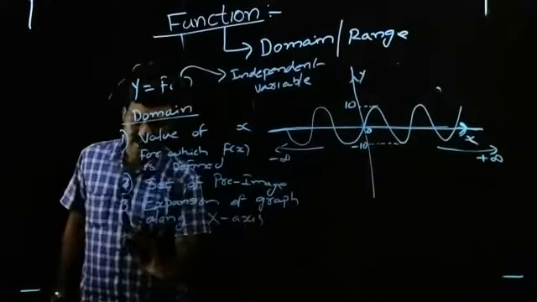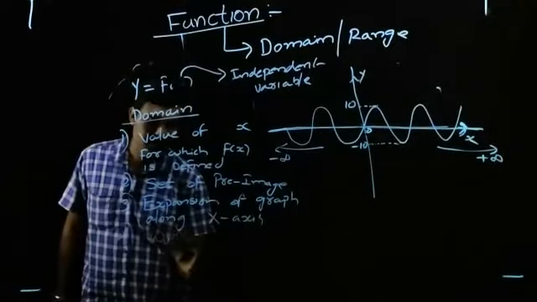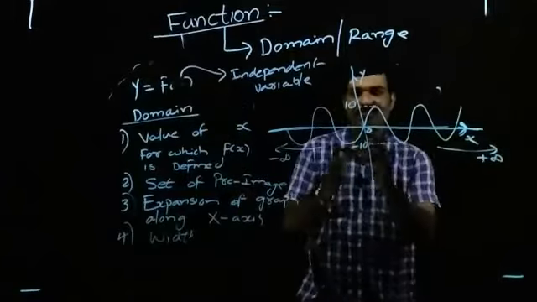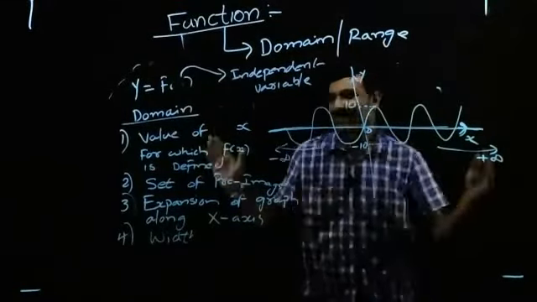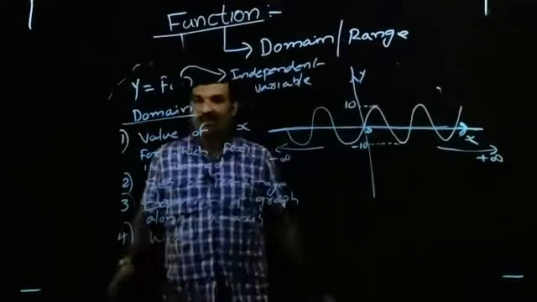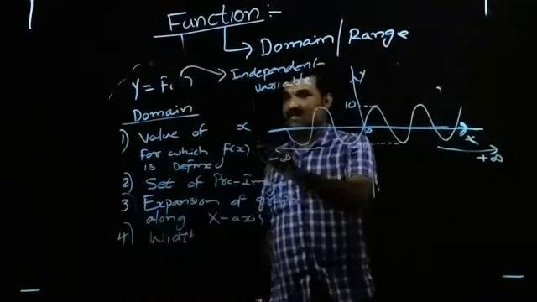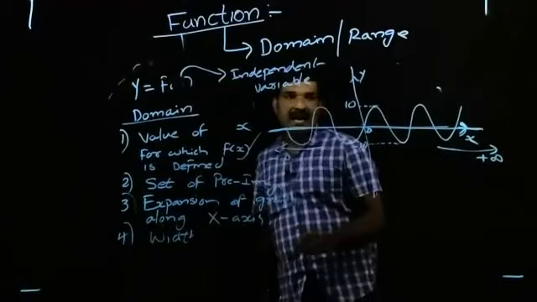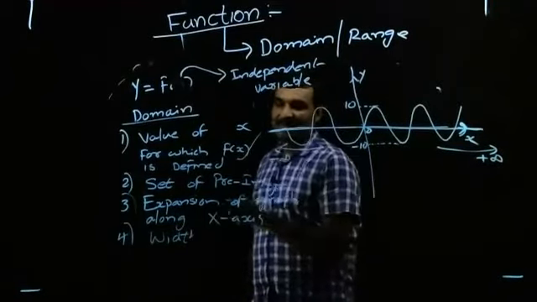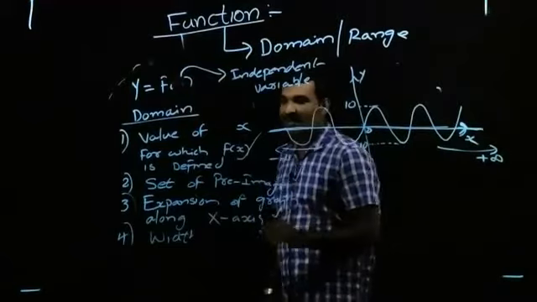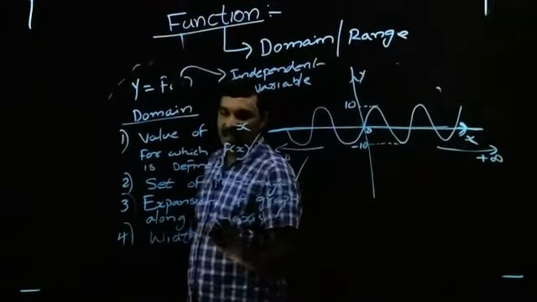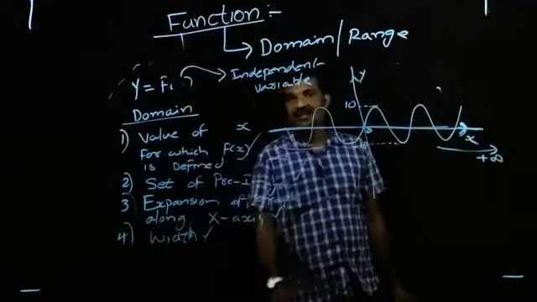Or we can say domain is the width. Width means along the x-axis. That is why I am using the term width. So all these are domain: the value of x for which the function is defined, the set of pre-images, the expansion of the graph along the x-axis, or the width of the graph along the x-axis. These are all our domain.